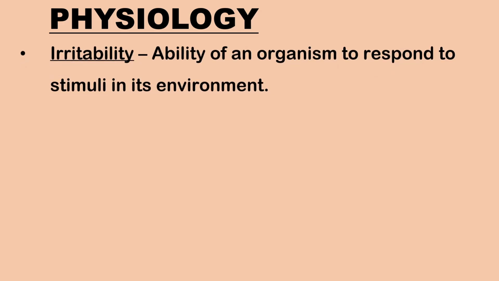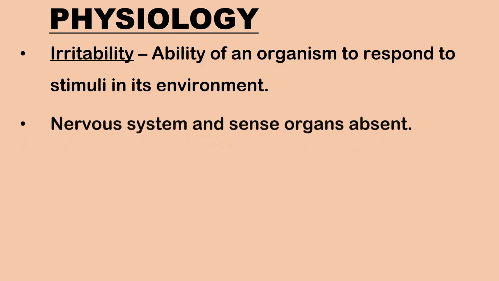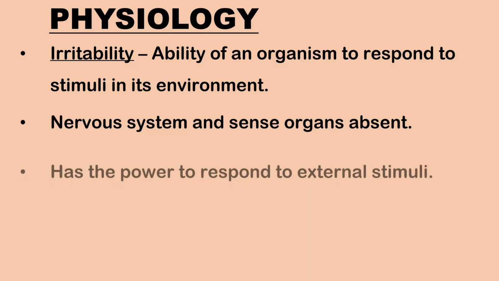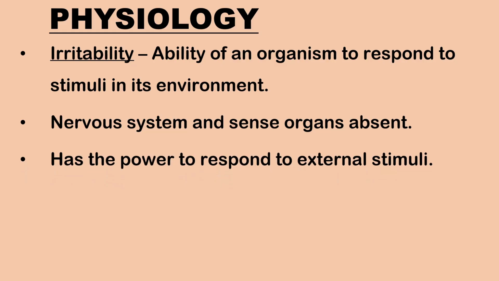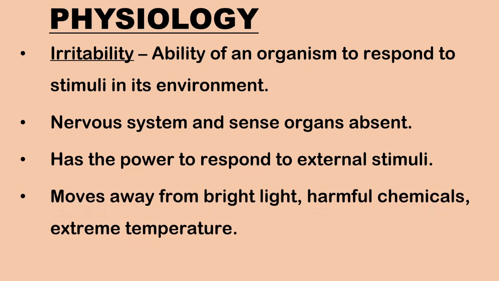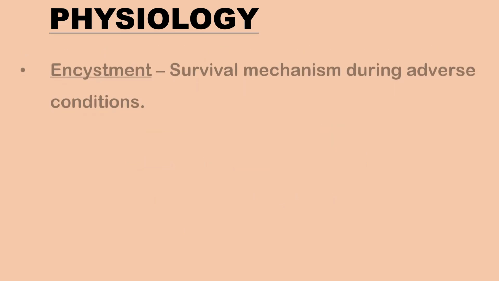Irritability refers to the ability of an organism to respond to stimuli in its environment. Amoeba lacks nervous system and sense organs, but has the power to respond to external stimuli like light, temperature, chemicals, and physical contact. It moves away from bright light, harmful chemicals, extreme temperature, and quickly reacts to touch.